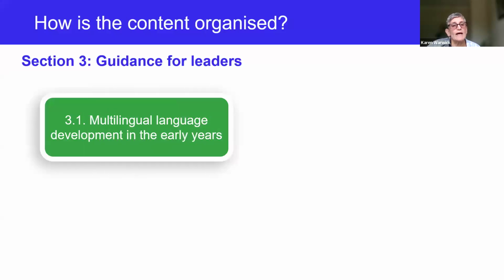So firstly, we have multilingual language development in the early years. In this section, the leaders are directed to the importance of research on supporting and developing a child's home language, and of course the advantages of being multilingual, which is very much integrated with their social, cultural and linguistic identity, how they identify and what they identify with, and it's of course very much part of their well-being.